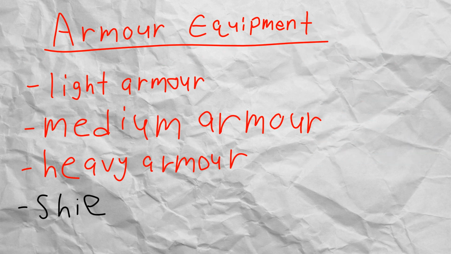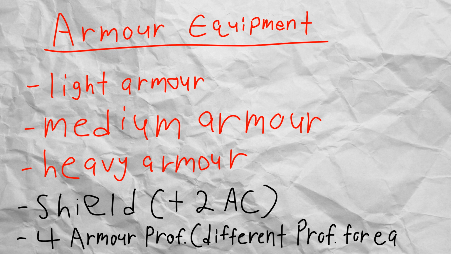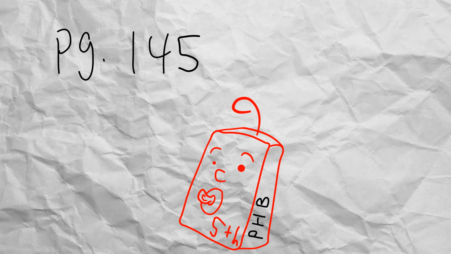Player characters and some enemies can wear armor and use shields that increase their armor class, or AC. It's always a good idea to use armor that you are proficient in, so a normal wizard, for example, cannot use heavy armor with a shield and also cast spells, unfortunately. So now let's look at page 145 of the PHB to see the basic armor equipment that is available to you.